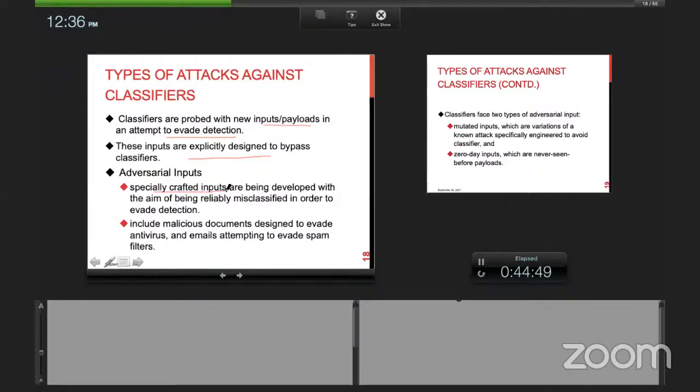So they can be specially crafted inputs which are developed with the aim of being reliably misclassified in order to evade detection. That means in the entire data set, there may be some inputs designed in such a way and put into the data set so that you cannot see with your naked eye that this is not a good input, and therefore they reliably misclassify, in the sense that they will give the output which the malicious user wants, not what you want. The other way it can be is including malicious documents designed to evade antivirus, and emails attempting to evade spam filters. You have some idea of this, but these malicious documents may actually affect your algorithms and other things.